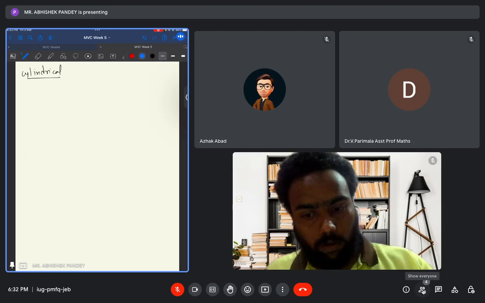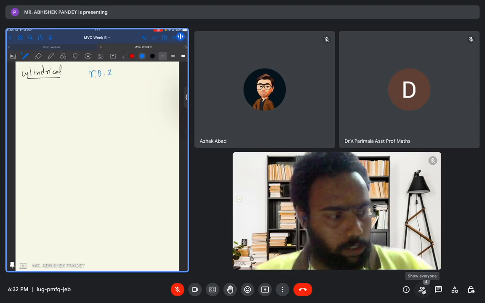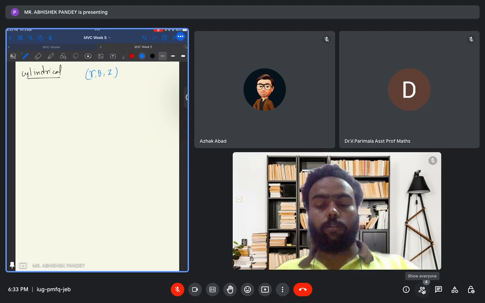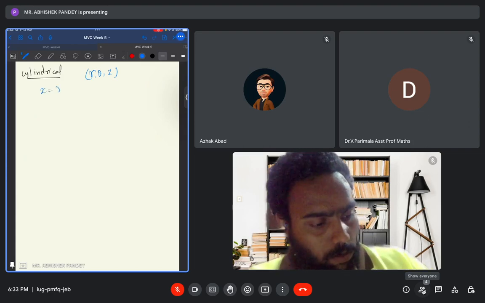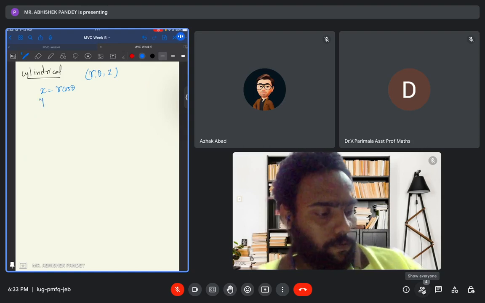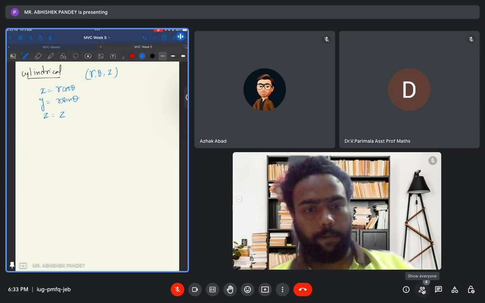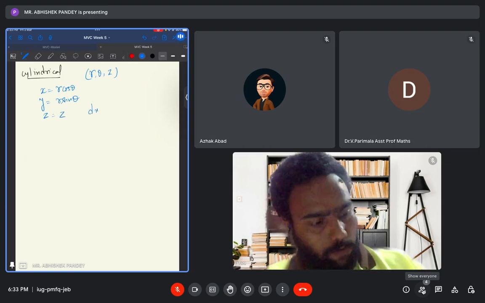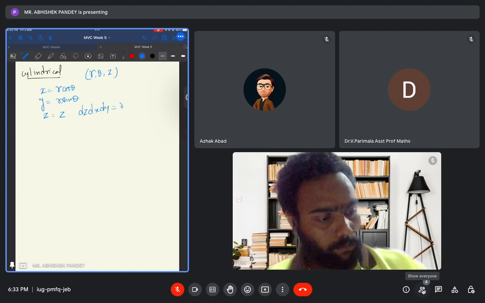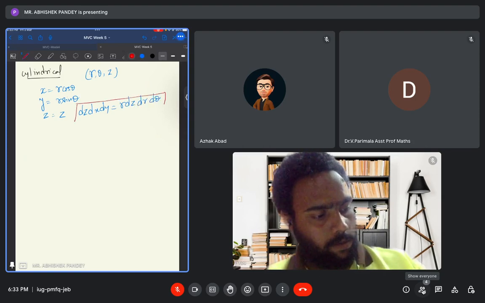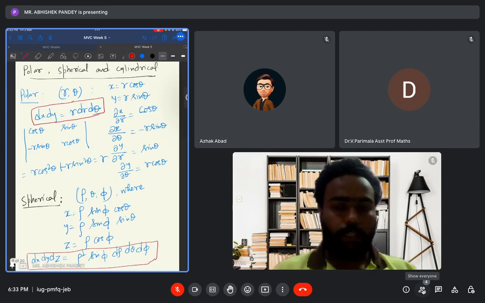Now cylindrical. In cylindrical, your coordinates are r, theta, and z. Cylindrical coordinate is basically a generalization of polar coordinate in three variables. So here x equals r cos theta, y equals r sin theta, and z equals z. So here the volume element dx dy dz becomes r dz dr d theta. I hope everything up to this is clear.